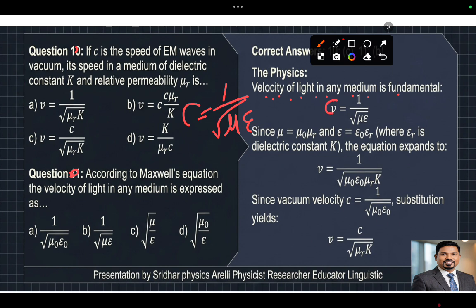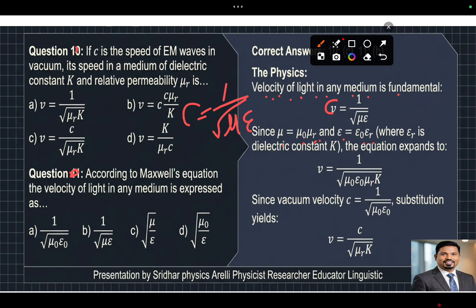c equal to or v equal to 1 by under root of mu epsilon, where mu equal to mu naught mu r, permeability in vacuum and relative permeability. Epsilon equal to epsilon naught epsilon r, where epsilon r is the dielectric. Next, epsilon r is the relative permittivity, and K is the dielectric constant.